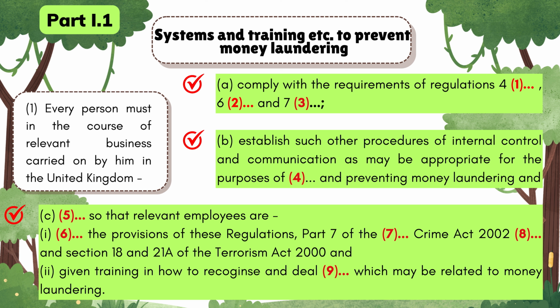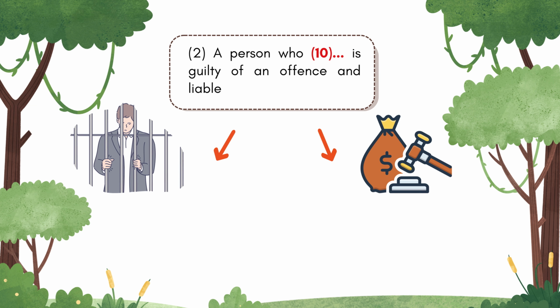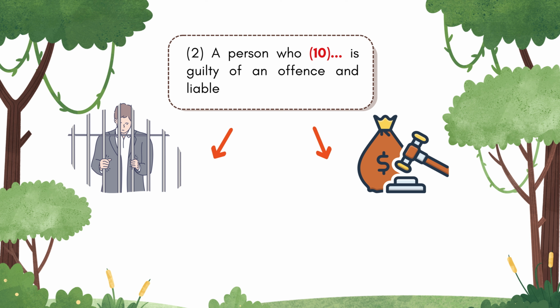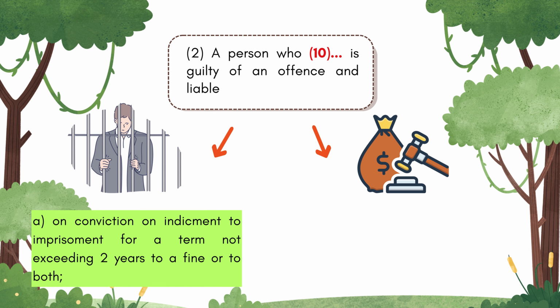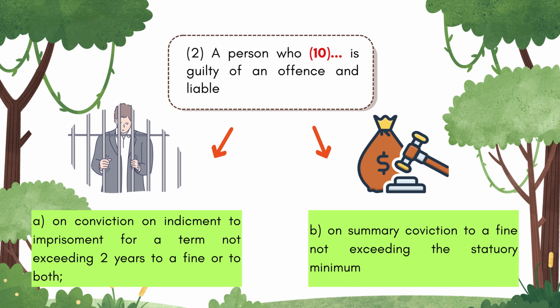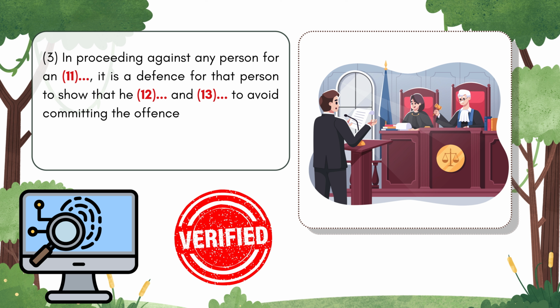Part 7 of the Proceeds of Crime Act 2002, Money Laundering, and Sections 18 and 21A of the Terrorism Act 2000. 2. Given training in how to recognize and deal with transactions which may be related to money laundering. 2. A person who contravenes this regulation is guilty of an offense and liable, a. on conviction on indictment to imprisonment for a term not exceeding 2 years, to a fine, or to both, b. on summary conviction to a fine not exceeding the statutory minimum. 3. In proceedings against any person for an offense under this regulation, it is a defense for that person to show that he took all reasonable steps and exercised all due diligence to avoid committing the offense.